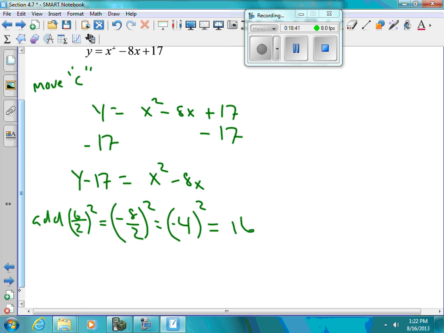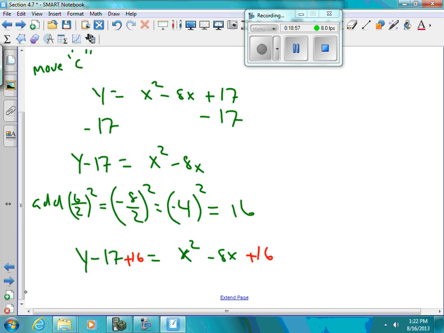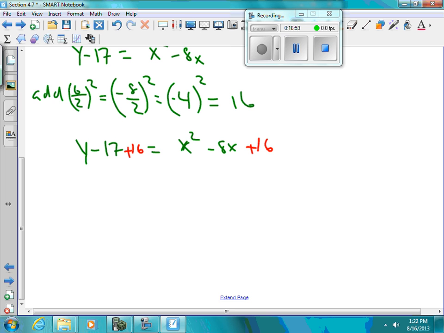So let's take this equation. y minus 17 equals x squared minus 8x. We're going to add 16 to both sides. And we get, on the left, y minus 1. On the right, we can factor this as x plus b over 2, which is x plus a negative 4, or x minus 4 squared. And now we want it in vertex form, right?